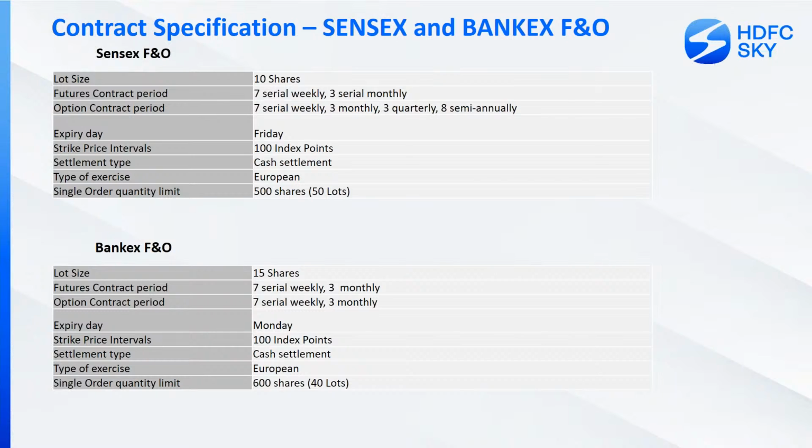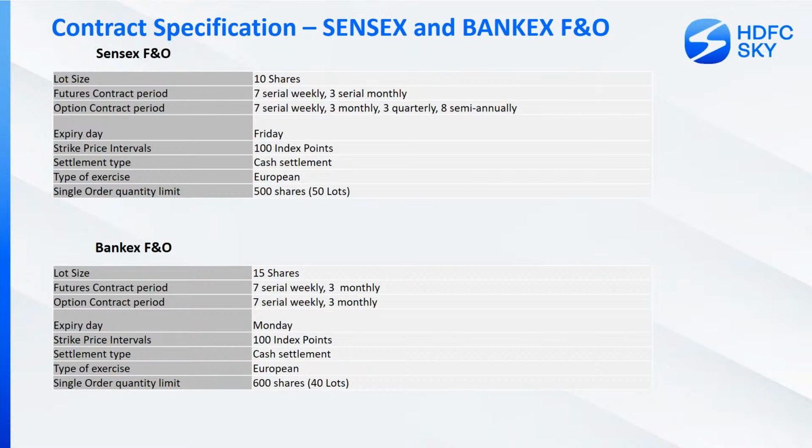It also has futures and options contracts, with the futures contract having 7 weekly series plus 3 monthly series, and the option contract also having 7 weekly series and 3 monthly series. So in BankX, you don't have long dated options. Expiry day is every Monday. A weekly expiry expires on every Monday, and the monthly one is on the last Monday of every month.